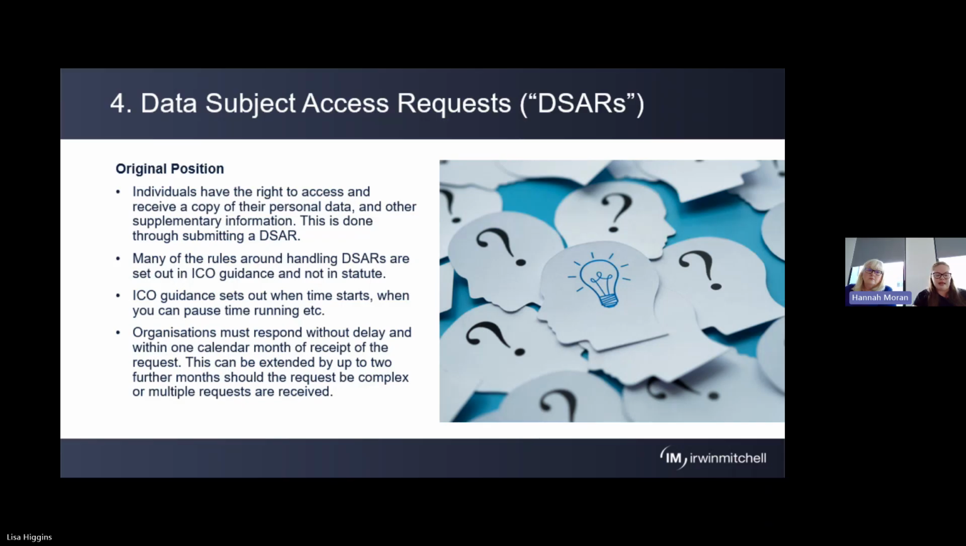So many of the rules that surround DSARs are set out in ICO guidance and best practice rather than in actual legislation. So a lot of the time when you might be looking at how to respond to a DSAR, how to carry out a search, how long you've got to respond, all those types of things, you'd be looking to ICO guidance for that rather than actual legislation such as UK GDPR.